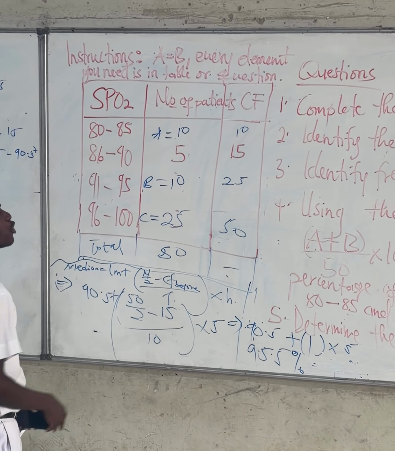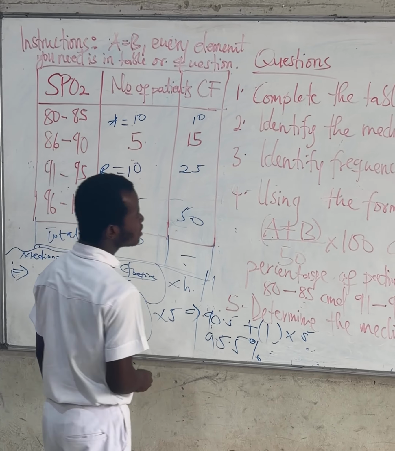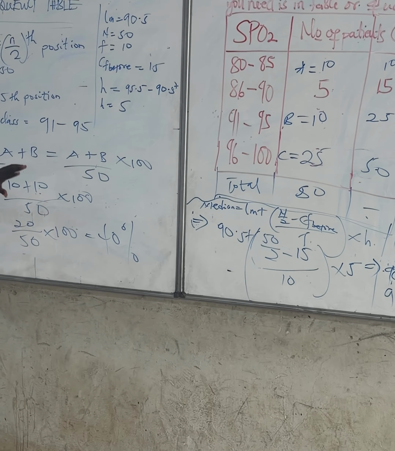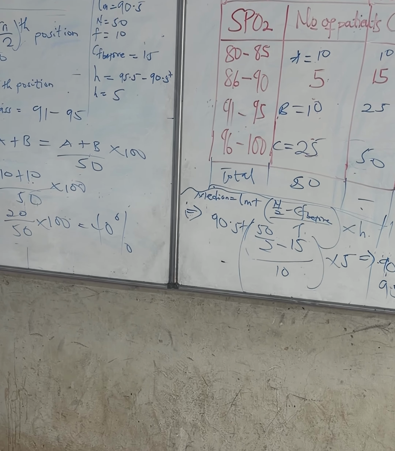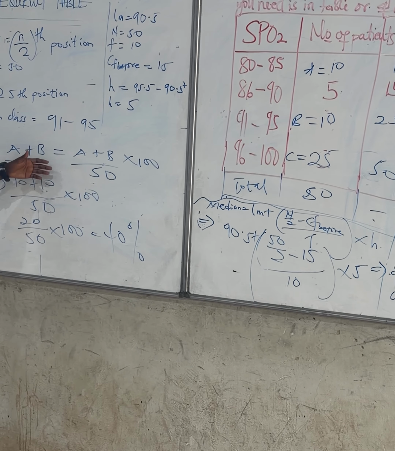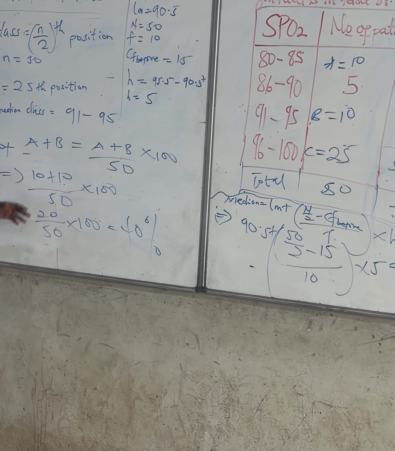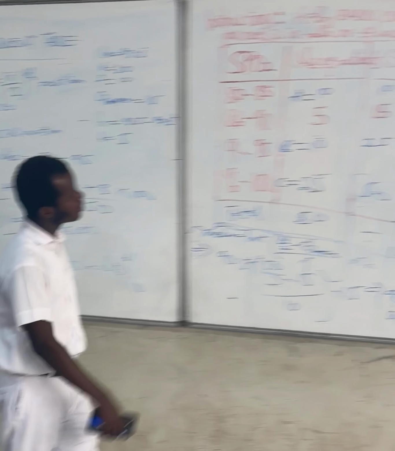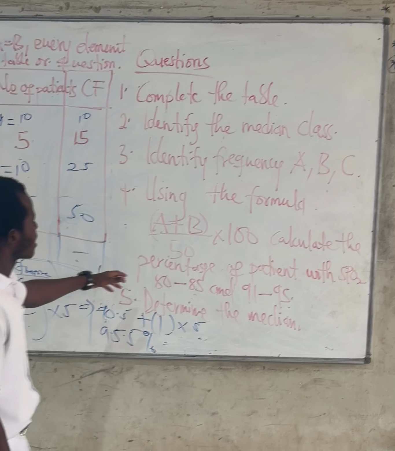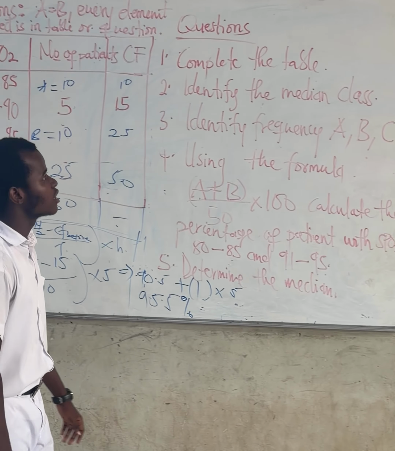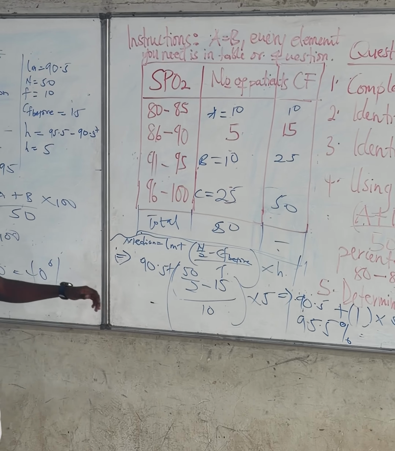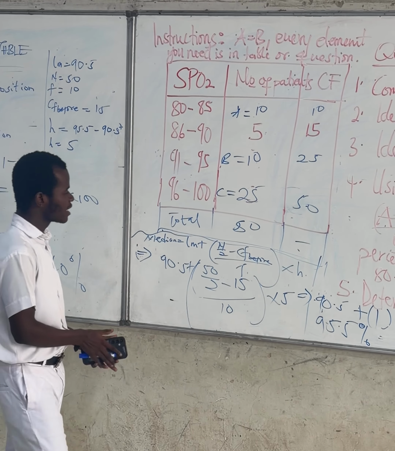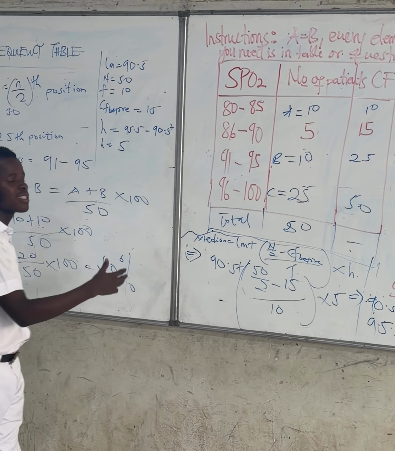And the next question is, using this formula, calculate the percentage of A plus B. So you sum the frequencies of A and B, and you divide it by 50. You multiply by 100. So you get 10 plus 10, all divided by 50, which is 20 divided by 50 times 100. Then you get 40%. And the last question is, determine the median. So the first thing you do is, you put down the formula so that you find out the things that you don't have, and then you go on and substitute it into the formula.